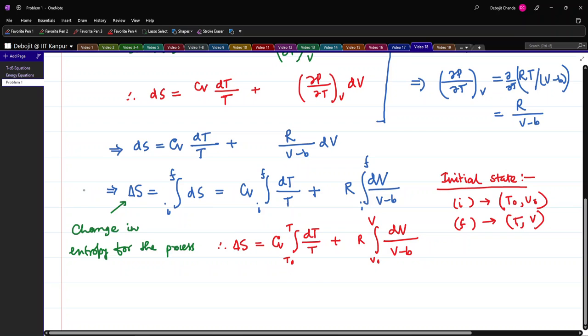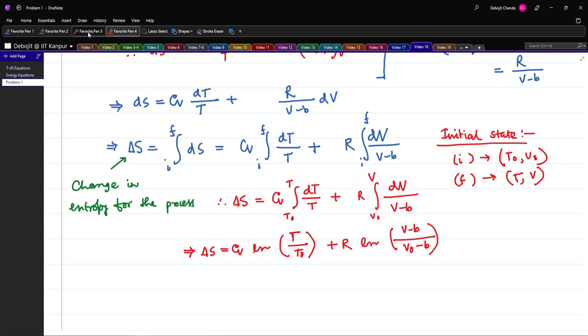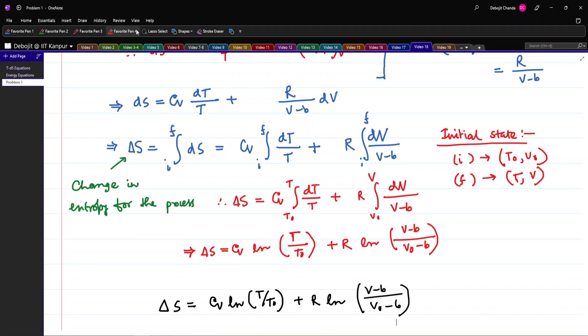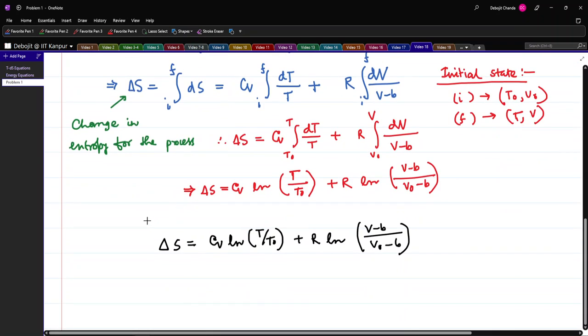Okay, so let me write it the proper way. Now let us do the integrations. So delta S is Cv, and this integration is simply given by ln T, and using the limits we obtain ln T over T0, plus R times this integration, which is ln (V − b)/(V0 − b). So this is the change in entropy for our case. Let me write it clearly. Delta S is equal to Cv ln (T/T0) plus R ln ((V − b)/(V0 − b)). Okay, so let me put a box around this equation.